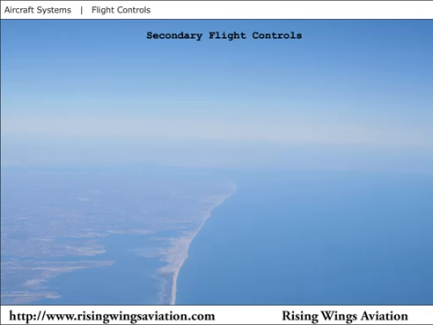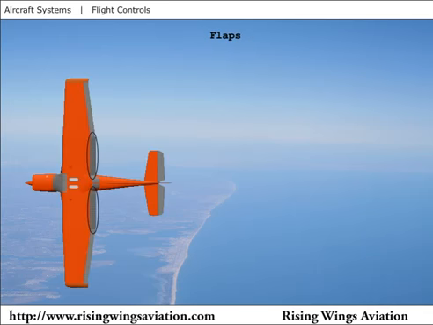Secondary flight controls include flaps and trim. Flaps extend from the lower surface of the wings, increasing lift and drag.